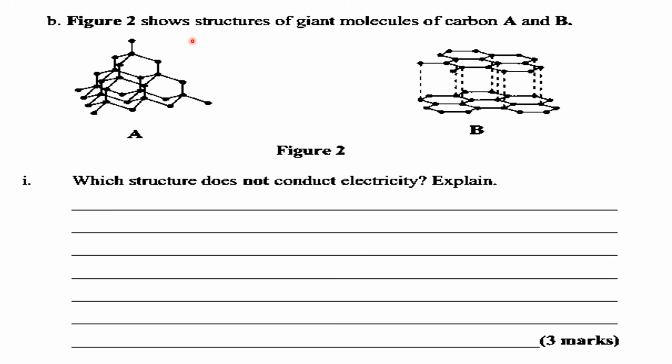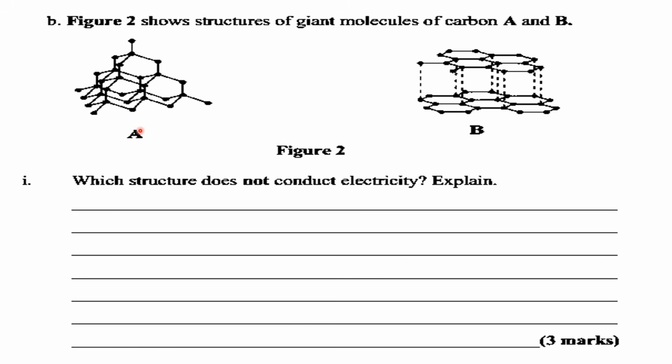Figure below shows structures of giant molecules of carbon A and B. Which structure does not conduct electricity? Explain. All right, so here we are asked to identify the structure which does not conduct electricity. Which one do you think will enable electric current to flow through?